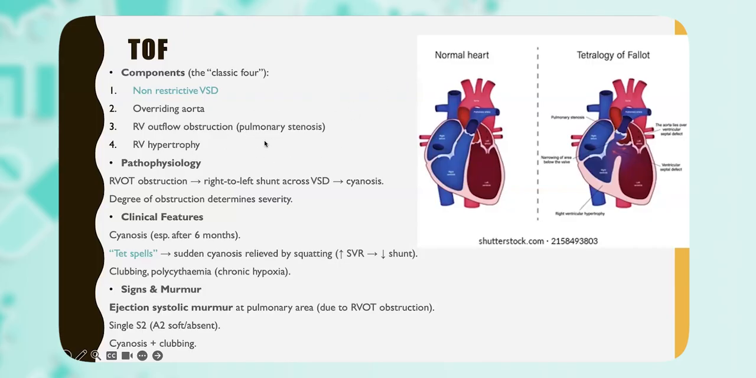RV outlet stenosis also occurs, and RV hypertrophy. So what is the pathophysiology? There is RVOT obstruction. So see, this is a normal heart. This is the TOF heart. So there is an RVOT obstruction.